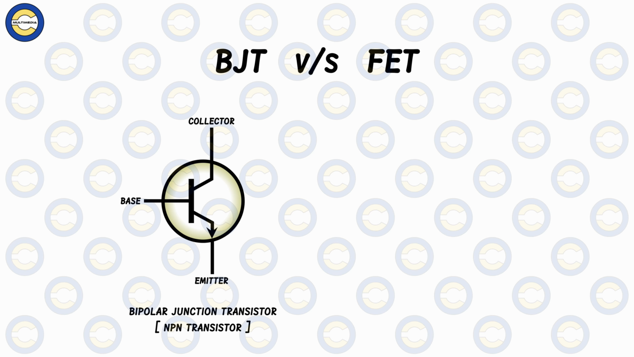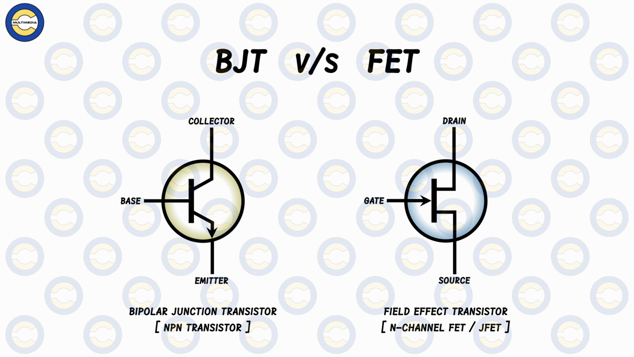Going back to the second major category, which is the field effect transistor. Instead of working on current, a voltage applied at the gate controls the flow between the drain and the source. FETs have very high input impedance, which means they draw almost no current, and they are subclassified as JFET or MOSFET.